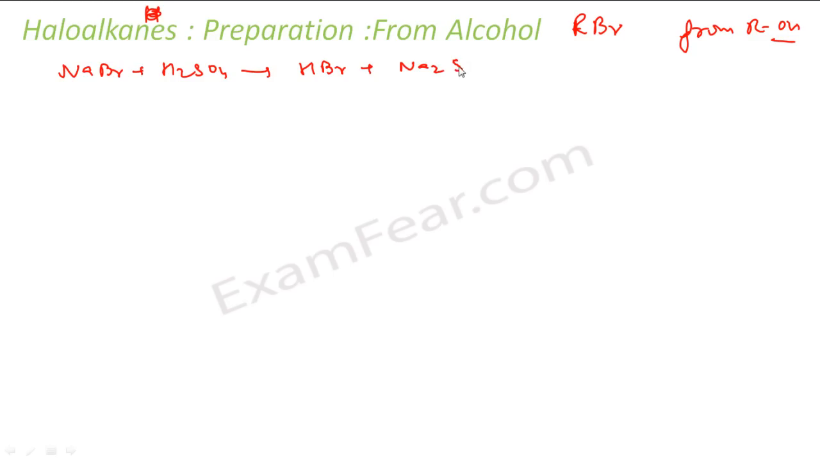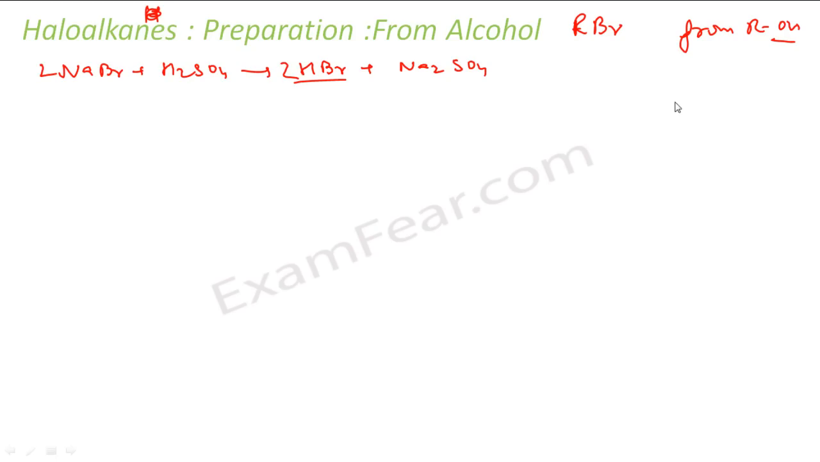Let's now prepare again HX or RBr from ROH. So here we'll use HBr. In fact, we don't use HBr directly, but we use this solution, NaBr plus H2SO4. This gives me HBr and Na2SO4. So I'll use this solution instead of directly using HBr. You can write the balanced equation.